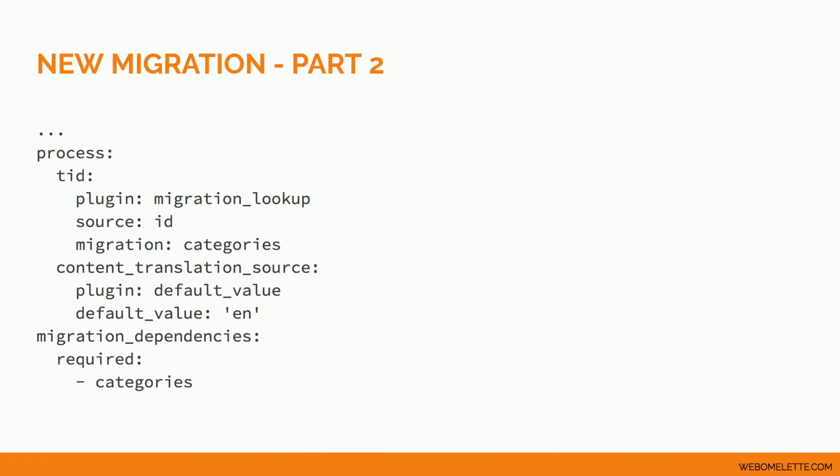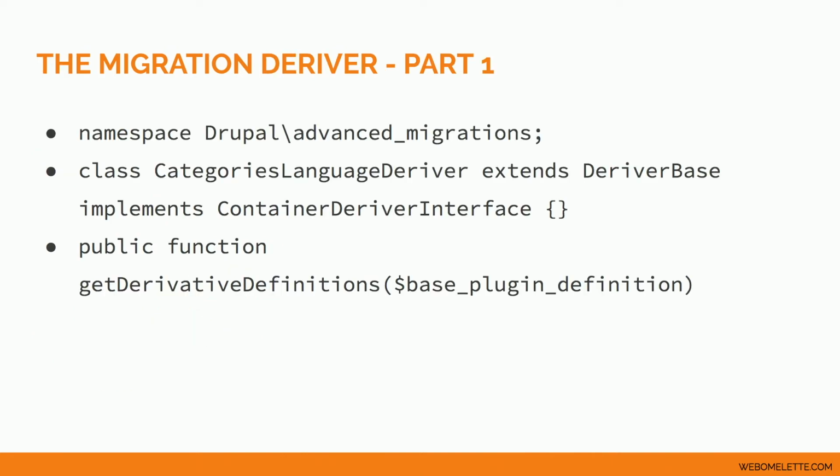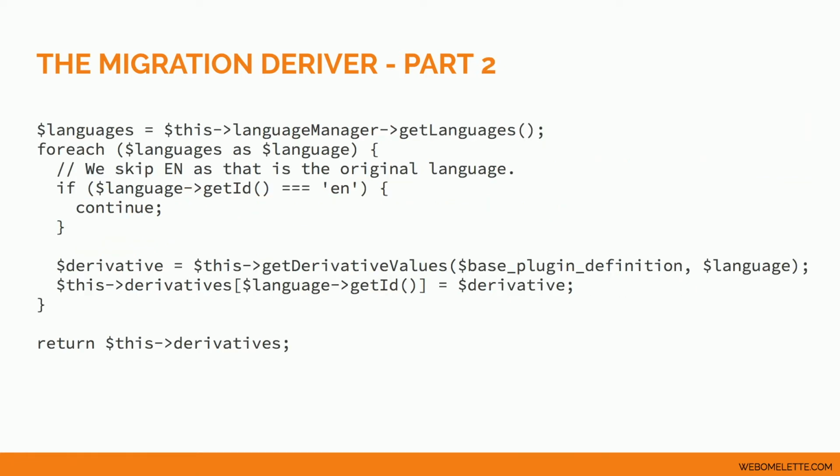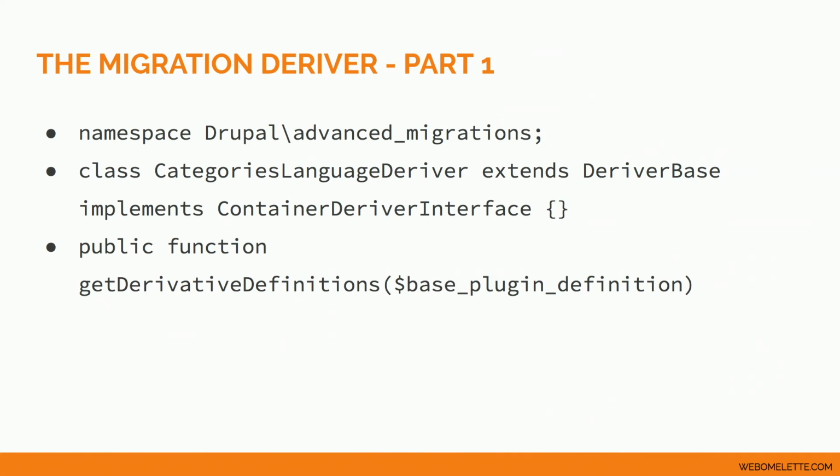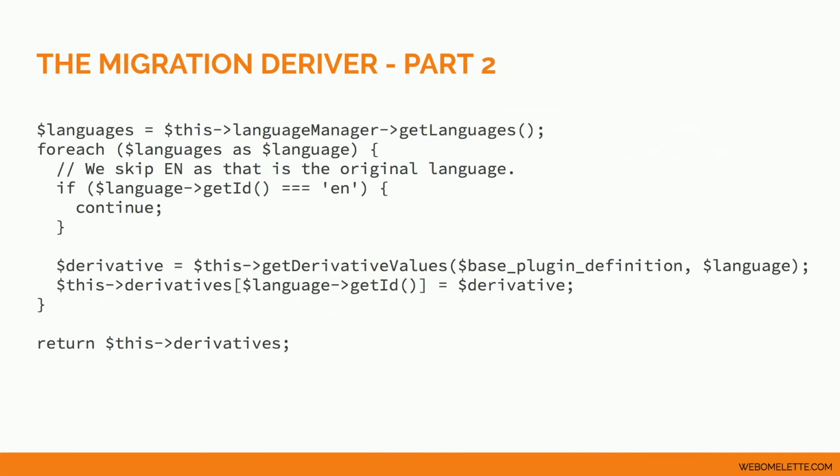Now, if we want to inject dependencies, which we do, we need to implement a container deriver interface, which will make it container aware, to have a create method. You all know how to inject dependencies into services and stuff? So yeah, these are the highlights. And now we can just see the code of this method, getDerivativeDefinitions, the one method we need to implement, which returns the derivatives, of course.